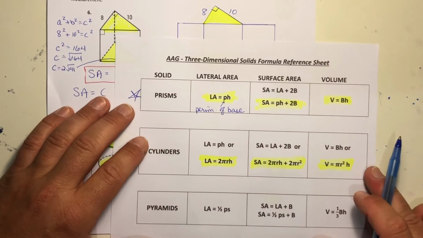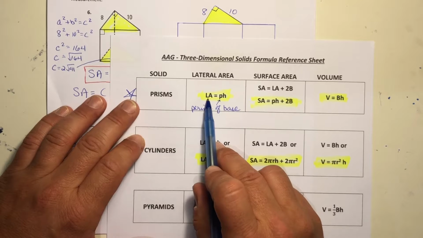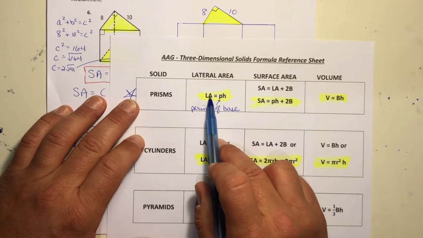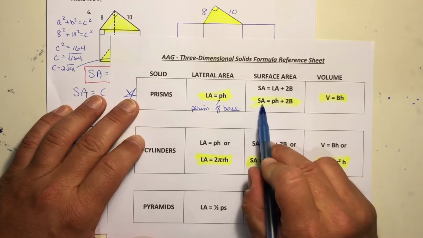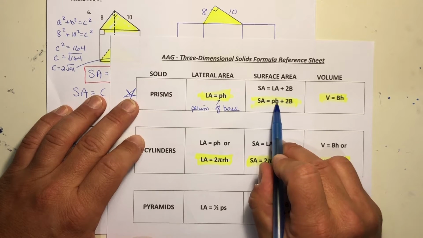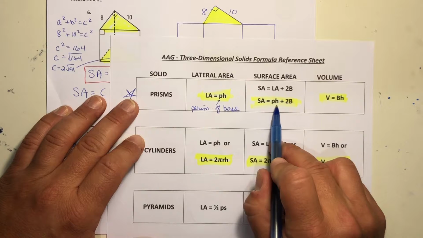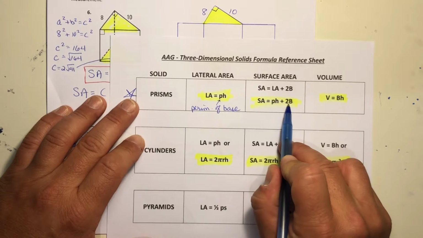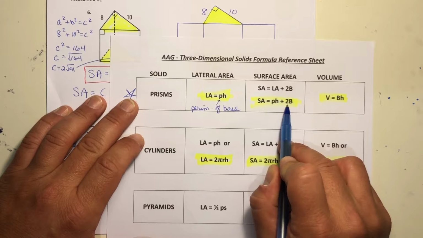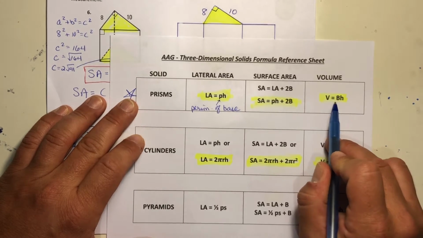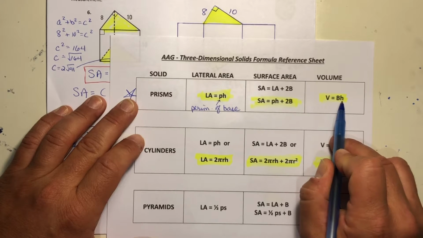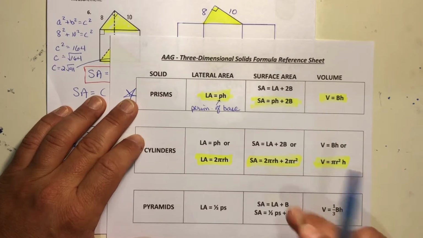All right, now for total surface area. Now we want to include not only the lateral area, but we also want to include the 2 base areas. So surface area is found by taking lateral area, which was perimeter of the base times the height, plus 2 capital B's. Now that's something we're going to have to get used to. Capital B means area of the base. Volume for any prism is just the area of the base multiplied by how tall it is. All right, so what I want to do is start with prisms here. I'll come back for cylinders in a minute.